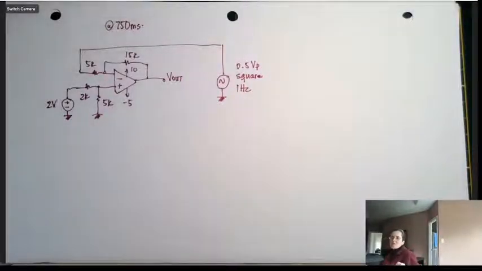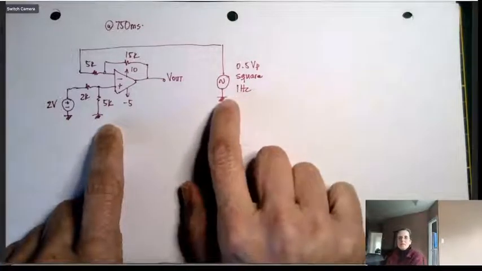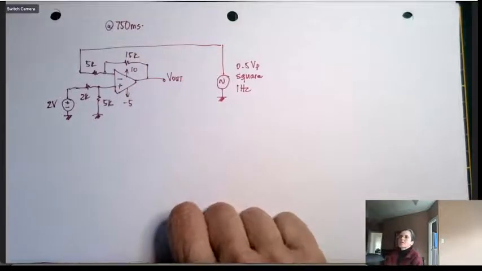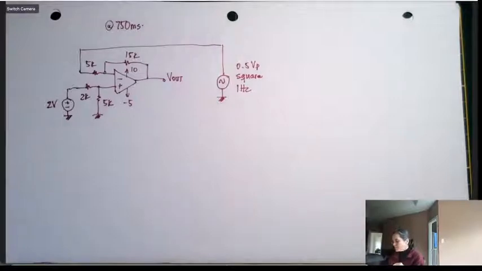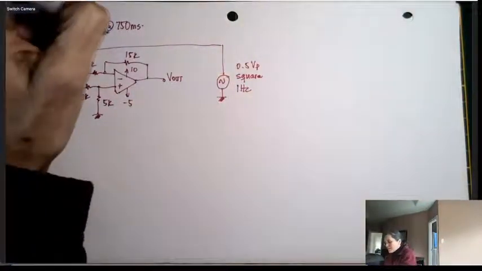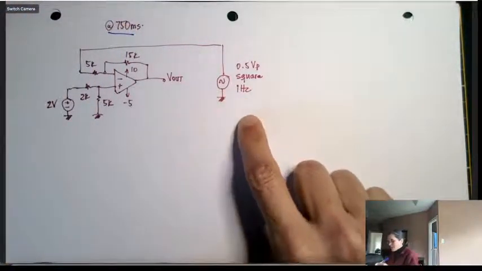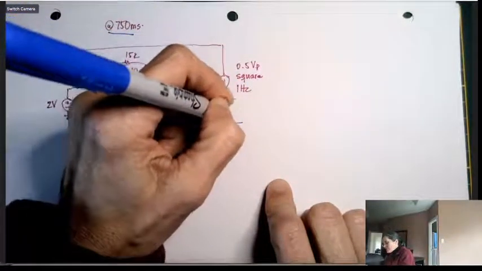Okay, so this is a video answering a question about how you evaluate a non-traditional op-amp with a square wave input at a certain time. In this case, it's what is V out at 750 milliseconds. Let me start by saying that for any question with a time stamp on it and a waveform, I do expect you to draw a square wave.